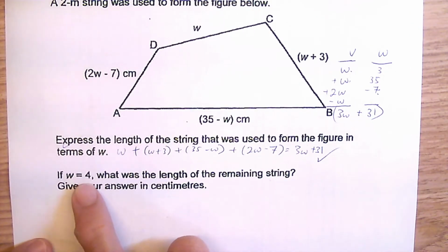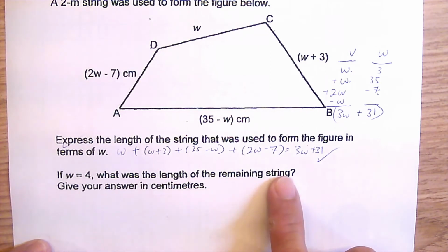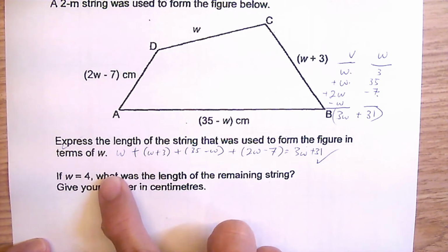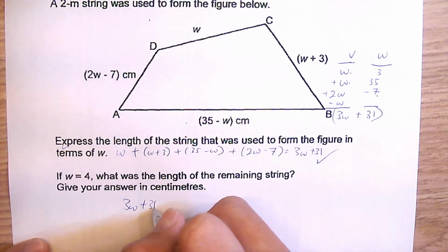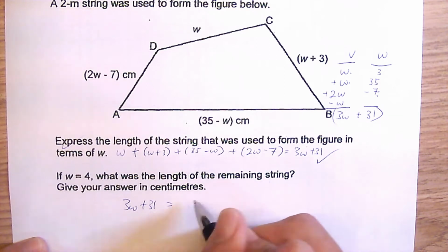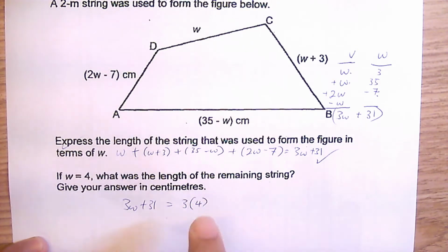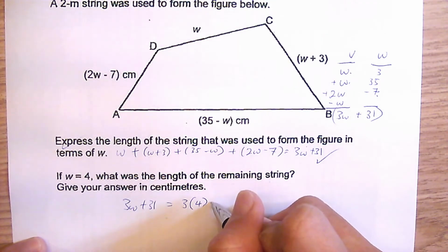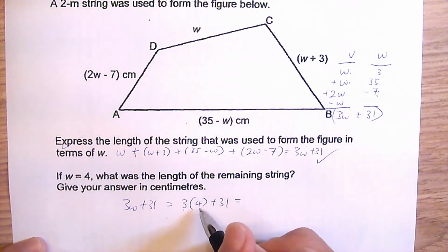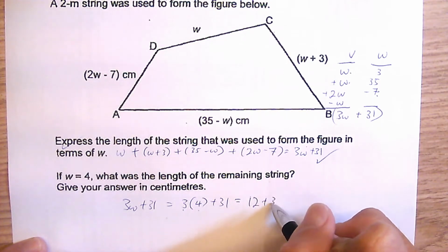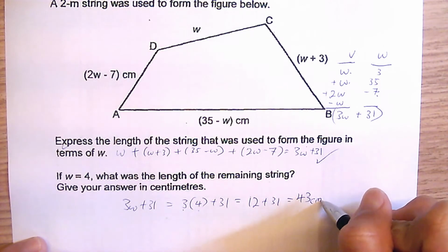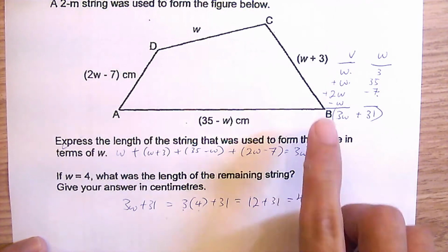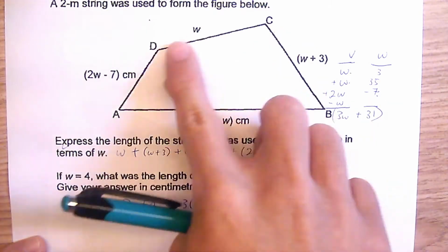Now they said that if w equals 4, what was the length of the remaining string? If w equals 4, which means that we have to substitute this value into this. So we write the original, which is 3w plus 31 equals, instead of writing 3w, you write 3 times 4. Because you substitute the value of w equals 4 into this. Plus 31. So 3 times 4 will give us 12. 12 plus 31, that will give us 43. Okay, so total 43 cm of string was used for this entire figure.